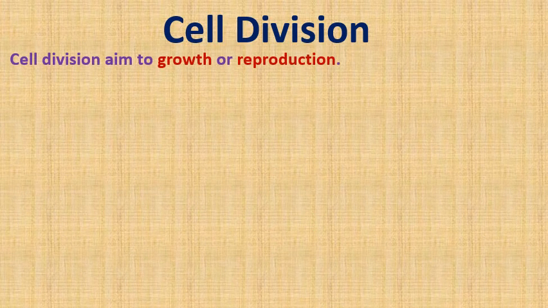Now we will talk about cell division and the mechanism that helps the cell to divide into more than one cell. How can the cell divide into more than one cell? We will see it now. Number one, the cell division aims at growth and reproduction. Why do we need to make a cell division? For two things. Number one, for growing. We need to divide the cells for growing up. Or for reproduction, to produce a new individual.